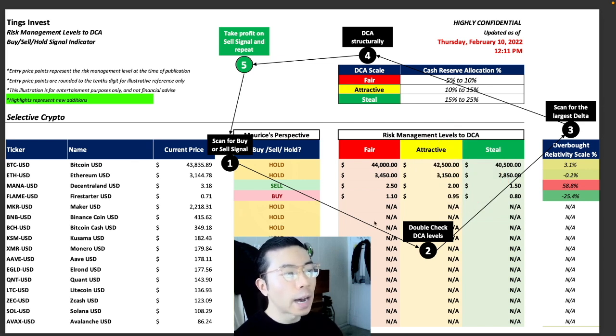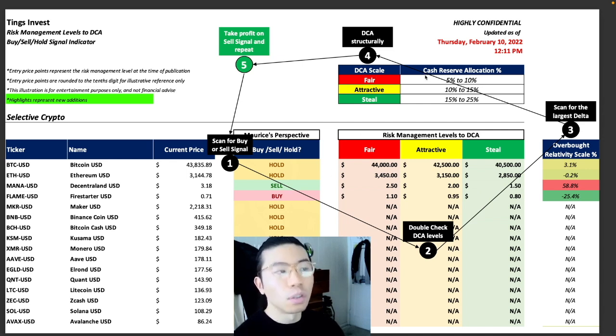But if you see a step 1 starter that seems interesting at the moment, showing a buy signal, you refer to the DCA level and see that it's showing a 25% variance below, which shows that it's oversold. And as this is the largest delta in comparison to all the other 40 to 50 coins I've shown here, then you refer to the DCA structure right on top.